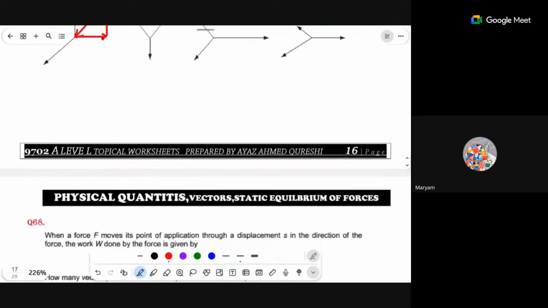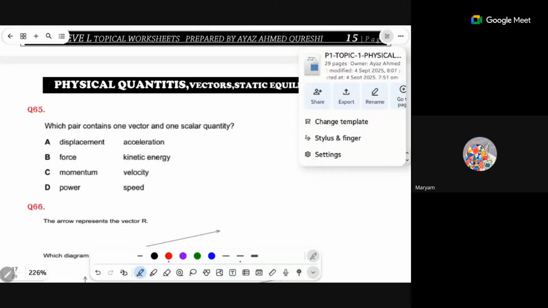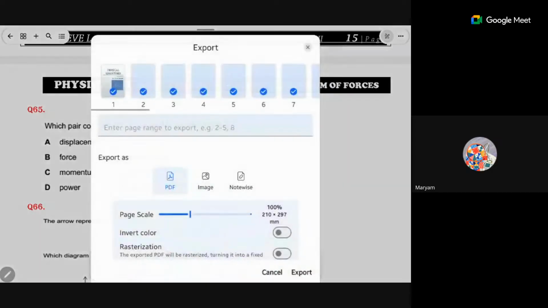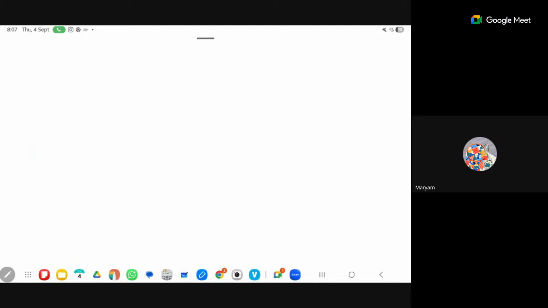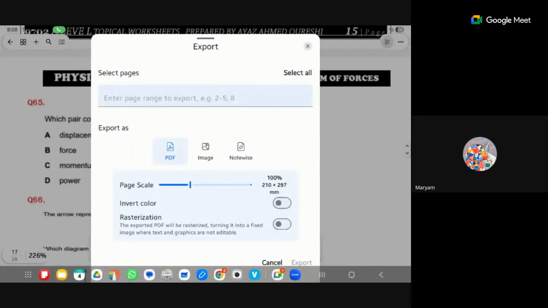So for these types of questions, I will send you this worksheet, and I request you all to please try the questions, and I will help you solve them all. Actually, this is a complete worksheet of physics boundaries, but I will compile this worksheet just for your vectors, and then I will send it to you. Okay? Then I will discuss that in the next class. Okay?